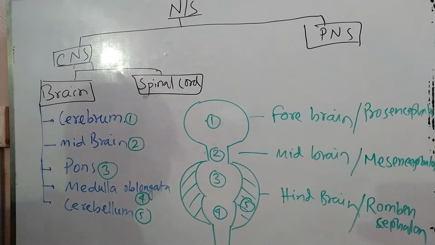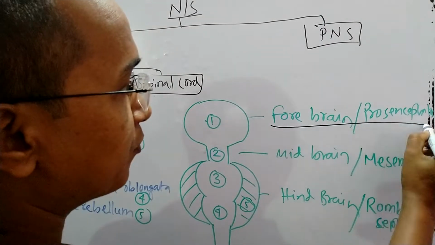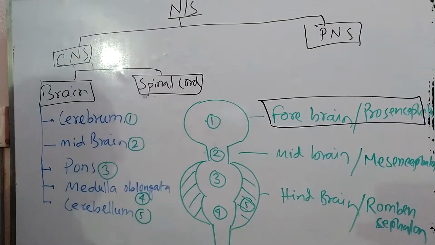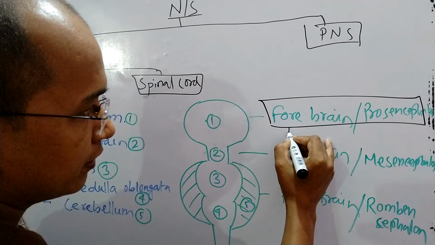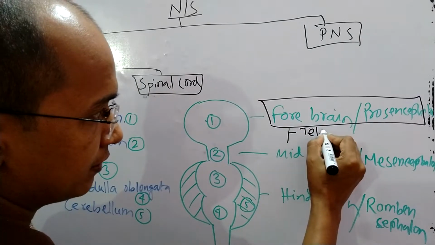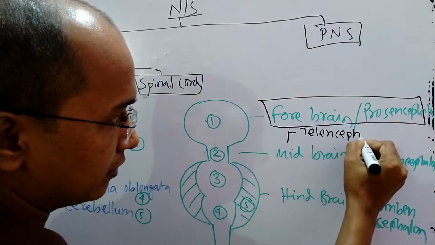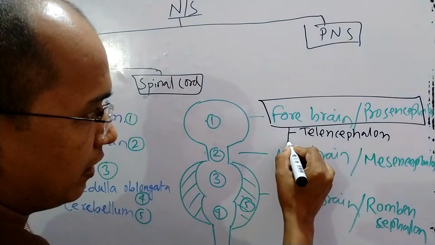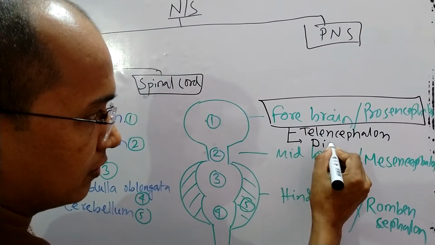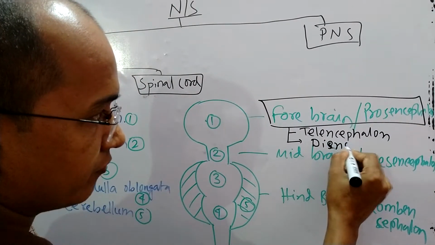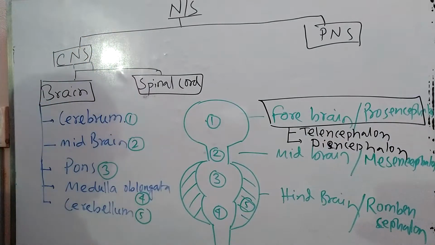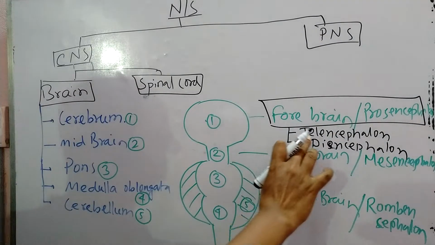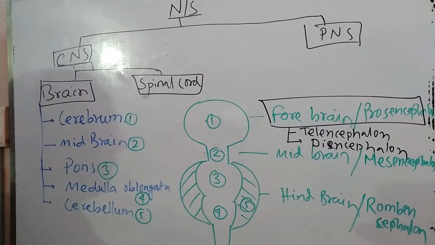Then the forebrain or the prosencephalon has two parts. Number one, telencephalon, and diencephalon. Again, I repeat, the prosencephalon or forebrain has two parts, the telencephalon and diencephalon.